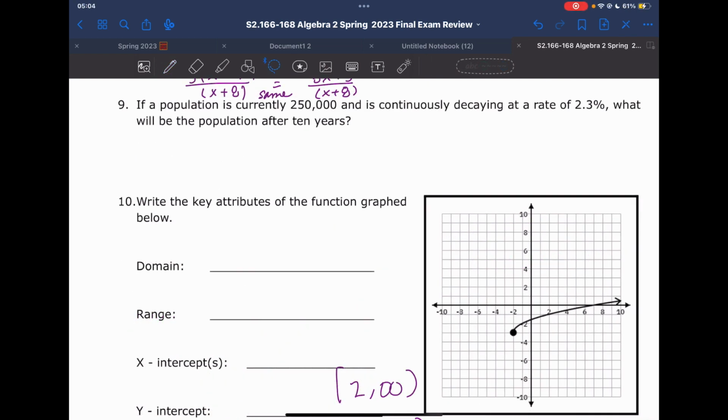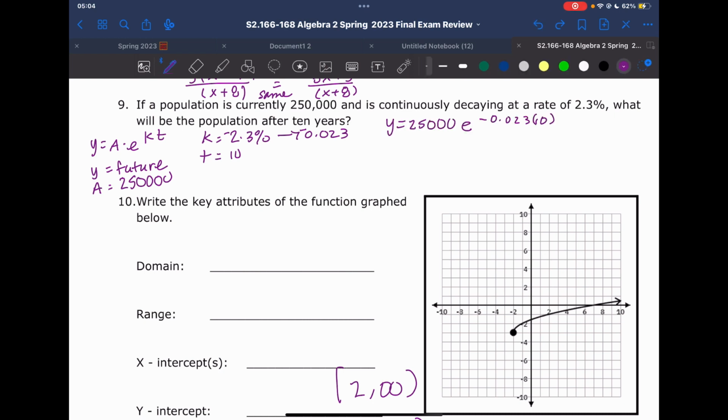Population is currently 250,000 and is continuously decaying at a rate of 2.3%. So that needs to be converted to a decimal. What is the population after 10 years? All right, so let's see. We're going to use y equals a times e^(kt). Remember, your k is your constant that can be positive or negative. If it's decay, this is going to be negative. So y is your future, and a is 250,000. k equals negative 0.023, and the time is 10.